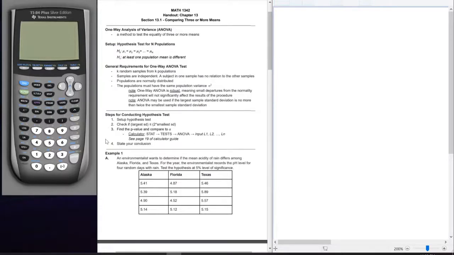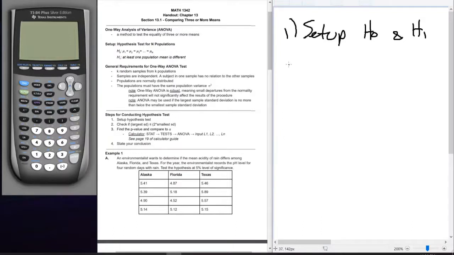Okay, so let's look at step 1. Set up the null and the alternative. Here in the first example, an environmentalist wants to determine if the mean acidity of rain differs among Alaska, Florida, and Texas. Recognize that we have at least 3 different populations here: Alaska, Florida, and Texas. For the year, the environmentalist records the pH level for 4 random days with rain, and tests the hypothesis at 5% level of significance.